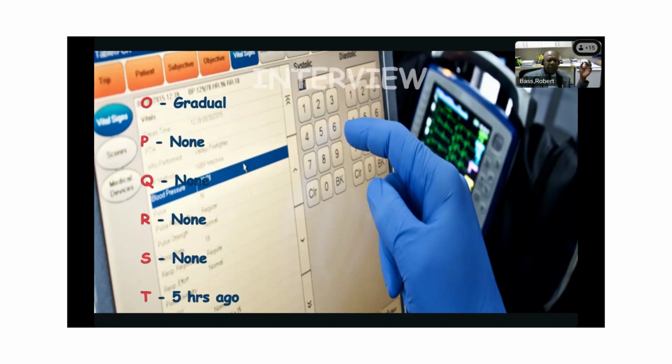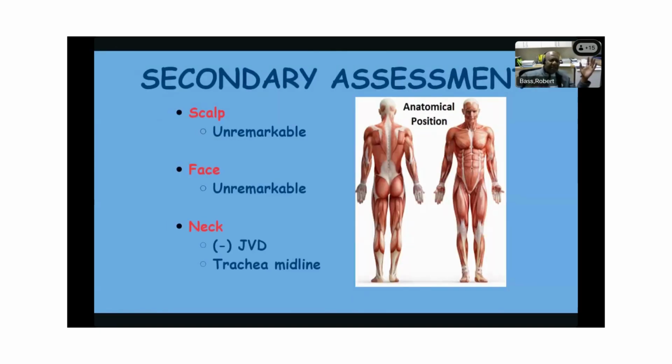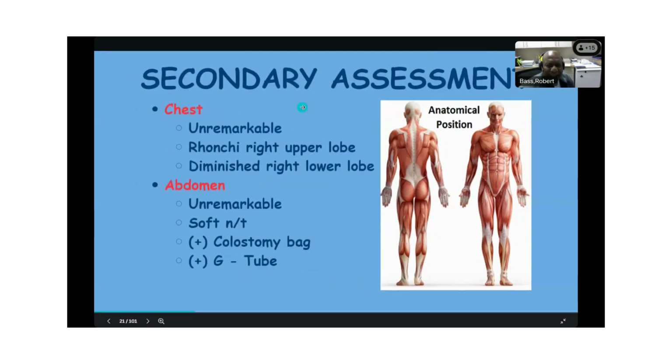So no real concerns. All right, being that this patient is unable to speak to us, McIntosh says Tylenol, but still has a fever. Okay, all right. We complete a head to toe assessment. Scalp's unremarkable, face unremarkable, no jugular vein distension. Trachea is midline. Chest, you've got rhonchi in that right upper lobe and it's diminished in the right lower lobe.